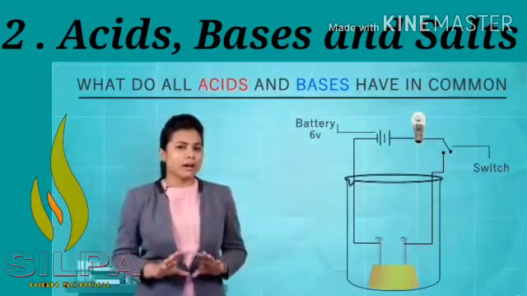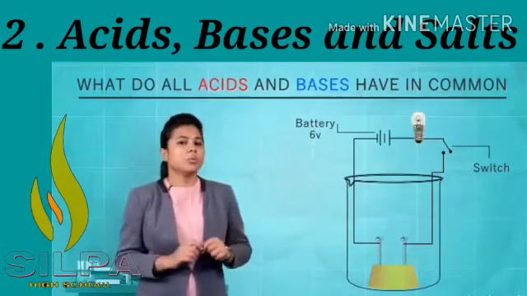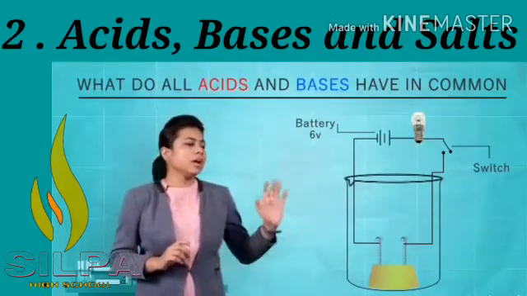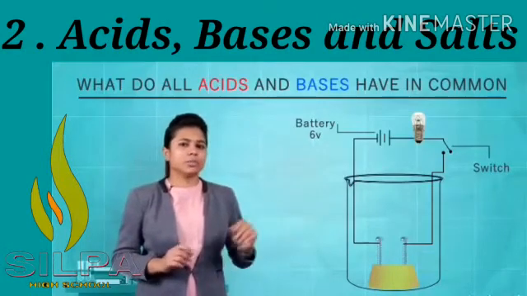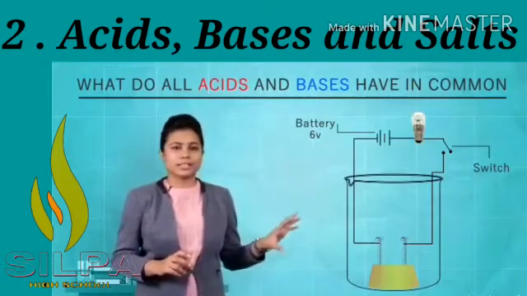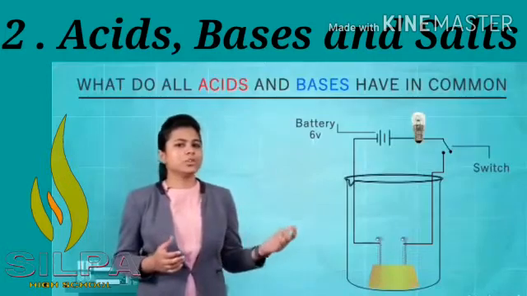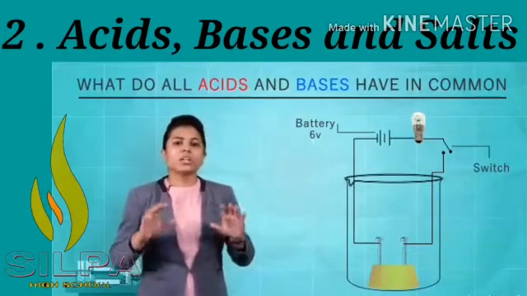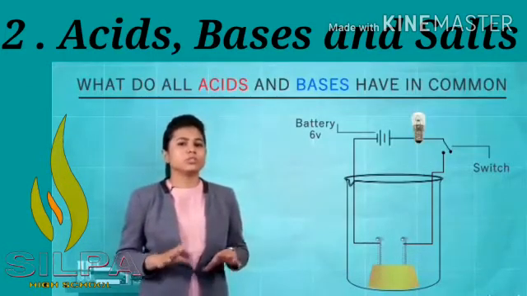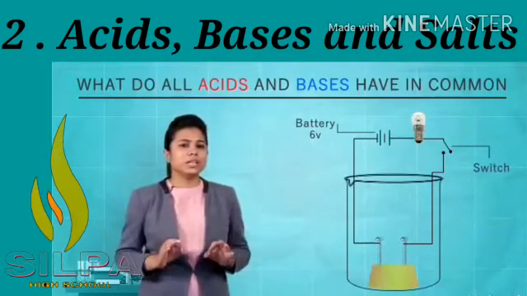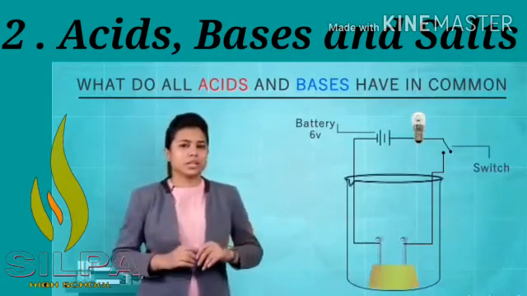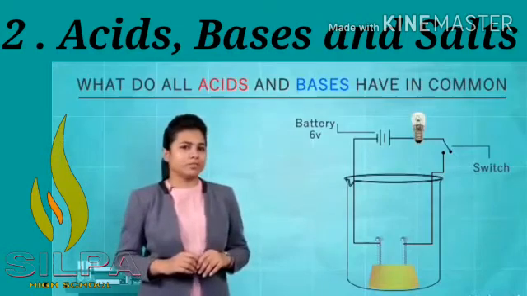Now we also have 4 sample solutions, which are alcohol, glucose, hydrochloric acid and sodium hydroxide. Now the hydrochloric acid is an acid, as you know, and sodium hydroxide is a base. Now we will put all 4 solutions one by one to see which solution conducts electricity. So let's perform the activity.